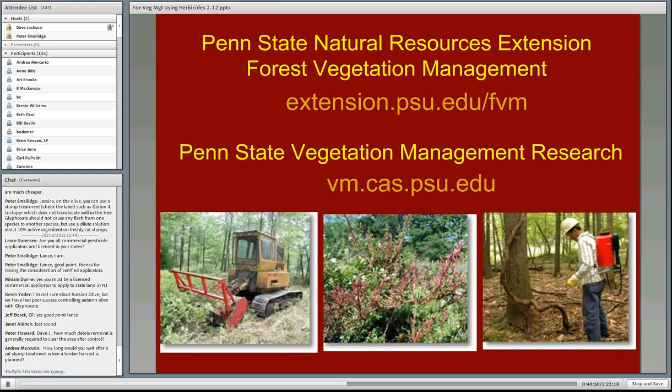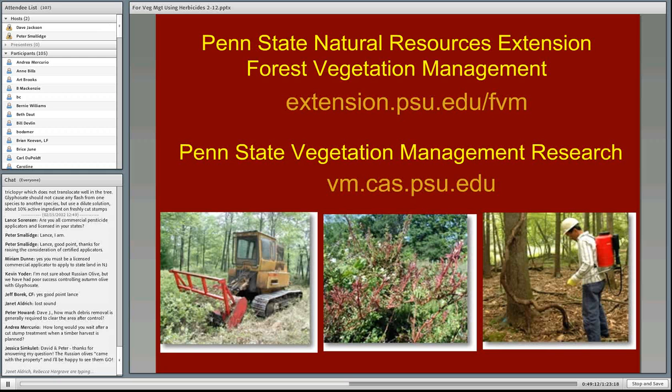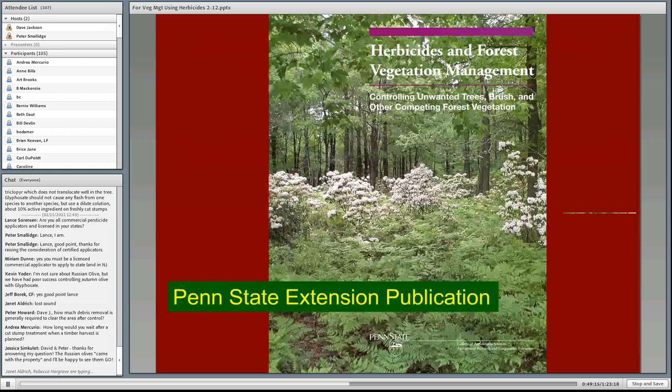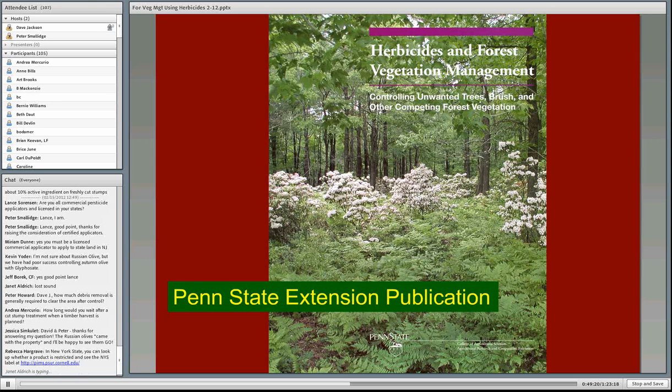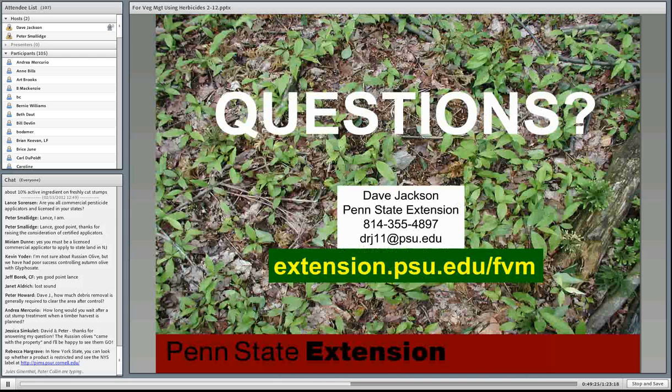So here's a couple of resources, and I think Pete provided you that first website there. That is my forest vegetation management website, the extension.psu.edu FVM. And then the one below that has some research papers and some great fact sheets for controlling invasive plants. Those were the ones I mentioned that Art Gover was involved with here at Penn State. And then here's the publication, which you can access through my website, that I wrote on herbicides and forest vegetation management. And there's that link again, and I will leave that up there in case folks have other questions.